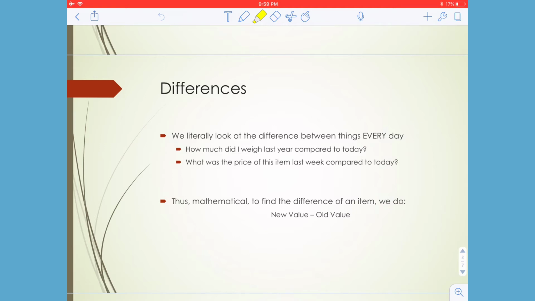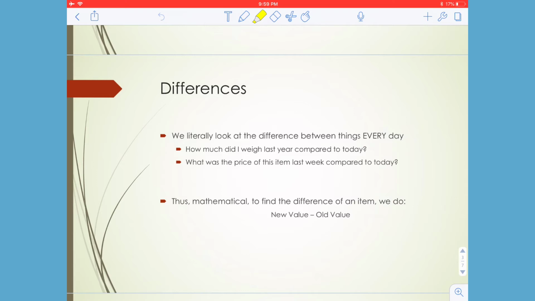The relative difference between two values measures the difference as a fraction of the original value. So you're looking at the difference over the original. And so you know that your difference is equal to the new value minus the old value. And so you create your fraction value.